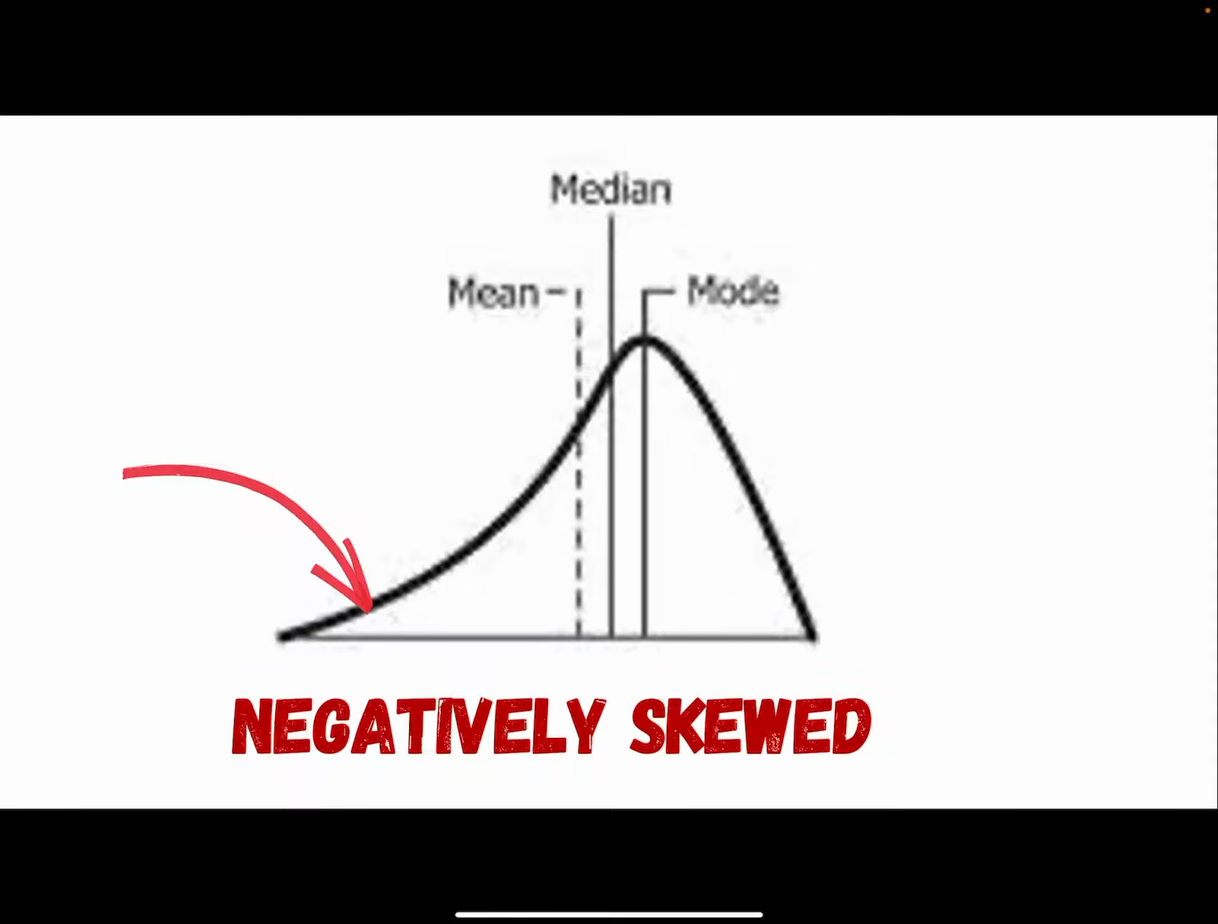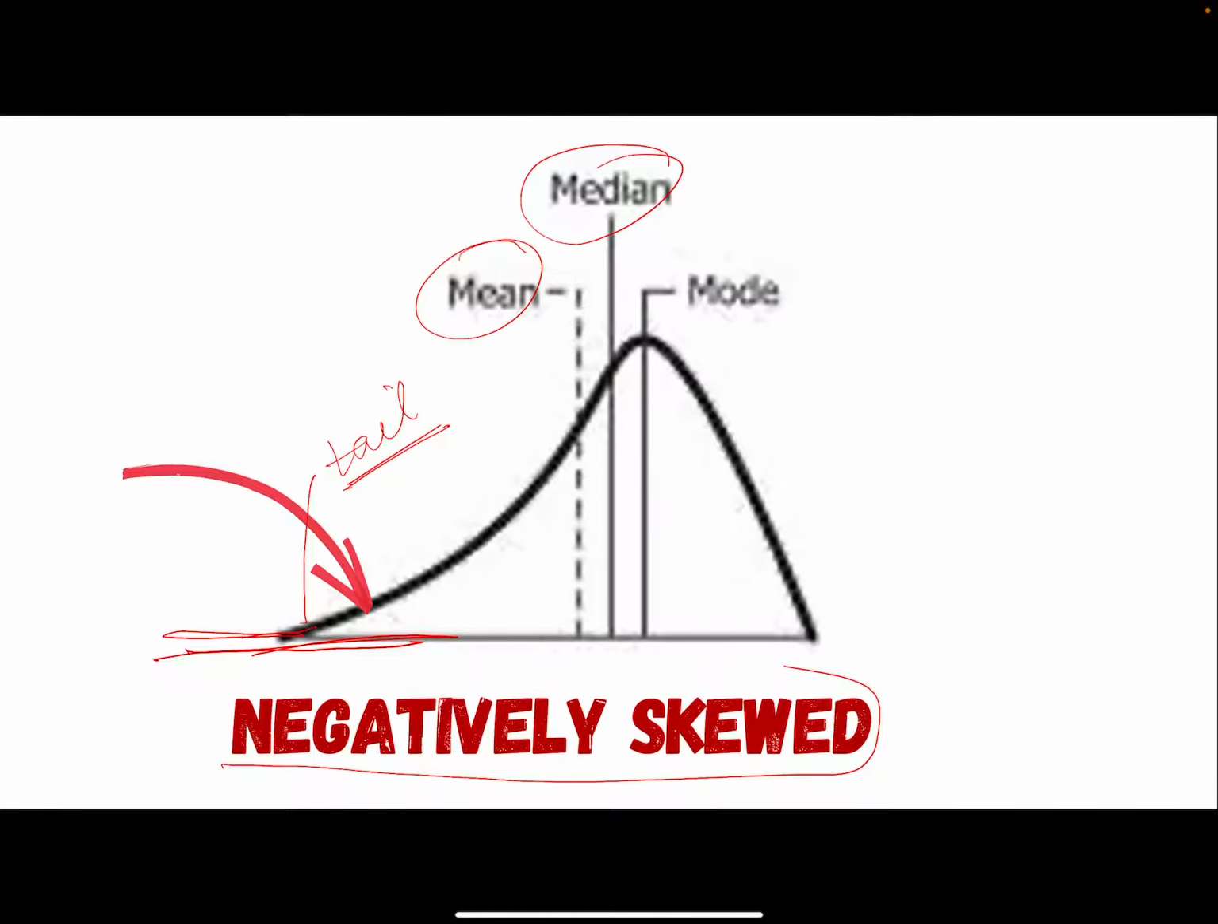Okay. So, let us move to the negatively skewed graphs or negative skewness. Here this tail is on the left hand side, that is on the negative side of the number line. You can see here it never touches the axis, and here the mean and median go towards the left hand side of the mode. So, that is why it is called negatively skewed.